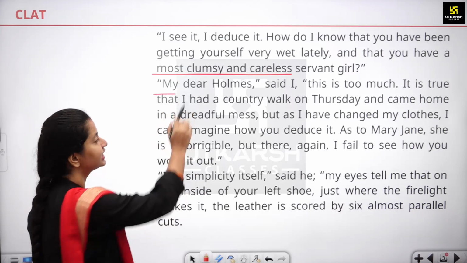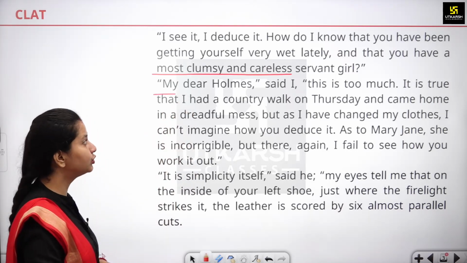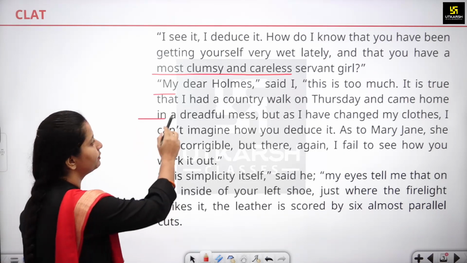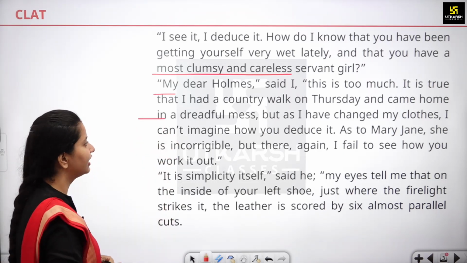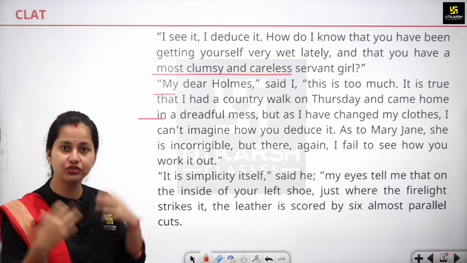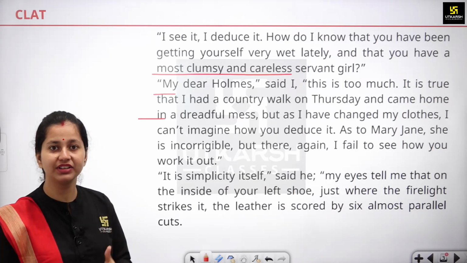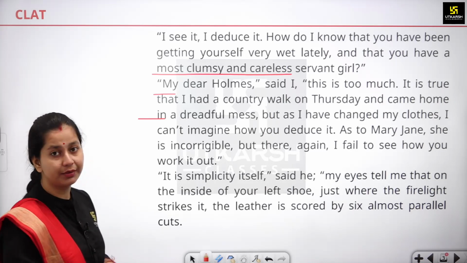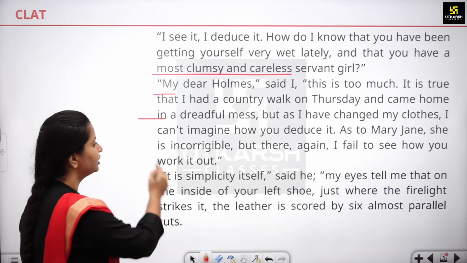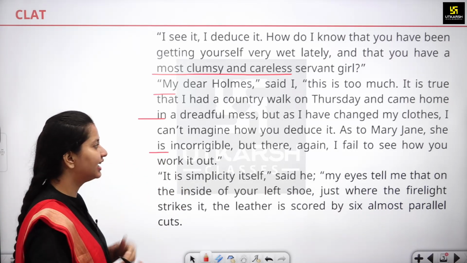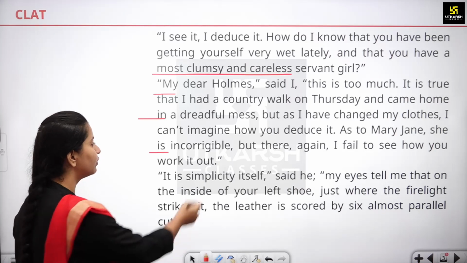My dear Holmes, said I, this is too much. It is true that I had a country walk on Thursday and came home in a dreadful mess, but I have changed my clothes. I can't imagine how you deduced it. So he is saying that I have changed my clothes, and how could you deduce that I was in the rain? As to Mary Jane, she is incorrigible. It means she is very clumsy, and there again I fail to see how you work it out.